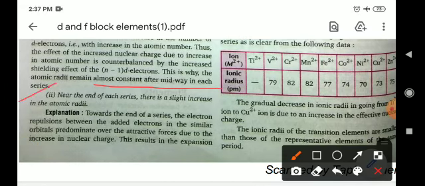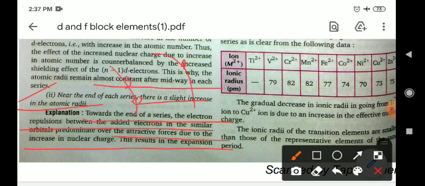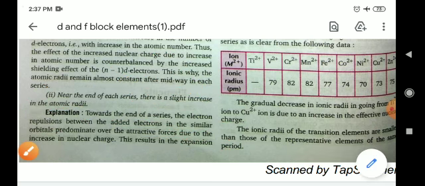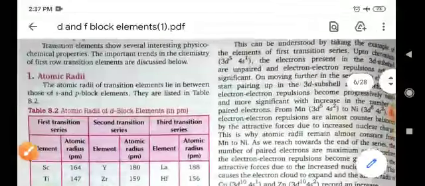Near the end of each series there is a slight increase in the atomic radii. Toward the end of a series, the electron repulsion between the added electrons in the same orbital predominates over the attractive force due to the increase in nuclear charge. Why? Because on increasing electrons within the shell, repulsion between electrons takes place, due to which the electrons repel the outer shell, and hence at the end of each series there is a slight increase of atomic radii. Okay, so this is the reason.